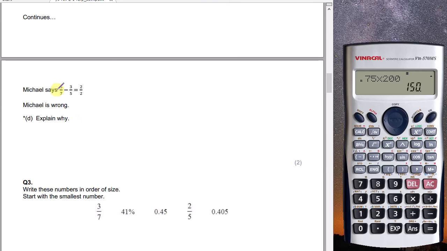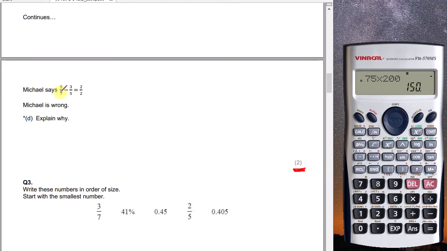Now, this is common for a calculator type question. They will show you a calculation and say, why is it wrong? What you need to do is actually give 2 reasons. There's 2 marks down here. So look at the marks, that's important.